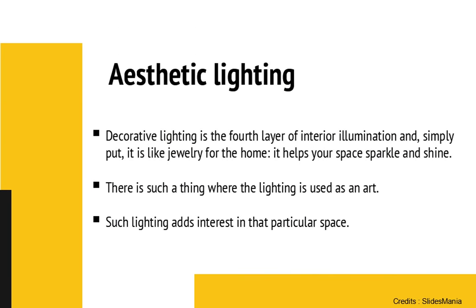The next is aesthetic lighting. Decorative lighting is the fourth layer of interior illumination and, simply put, it is like jewelry for the home. It helps your space sparkle and shine. There is such a thing where lighting is used as an art. Such lighting adds interest in that particular space.